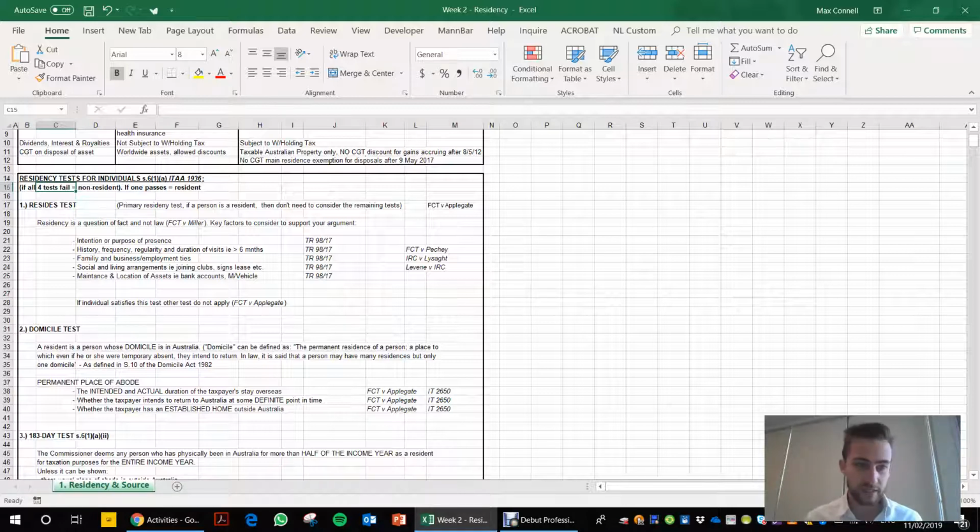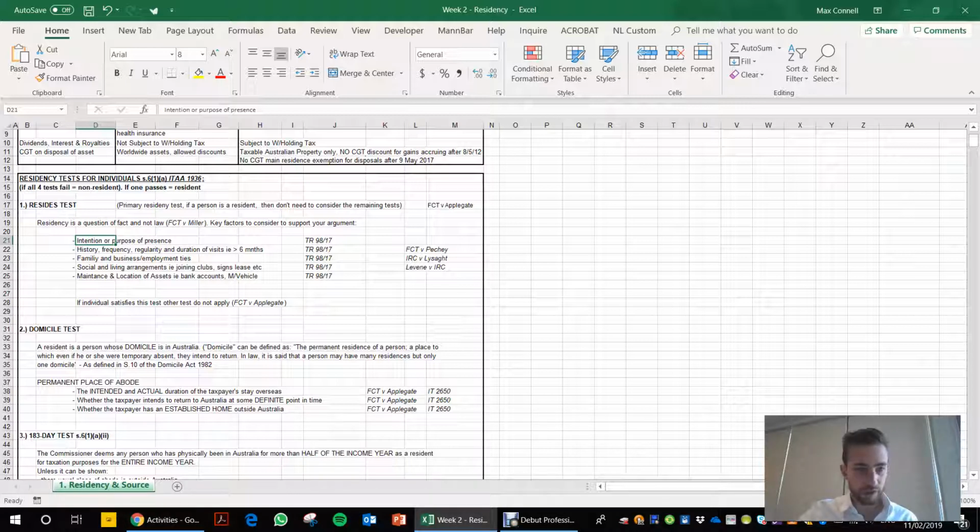So the first test is the resides test. This one's often quite tricky to remember, and people get it confused with the domicile test. 3 and 4 are a bit easier, they're quite specific. Basically, the resides test says if the person is a resident, they are an Australian resident for tax purposes. Now, how do they define residency? It's not actually defined in tax law, which makes it difficult. So it's just based on case law and the general definition of what is a resident, and you can see how that idea was defined in FCT versus Miller. Again, you're going to have to use case law to support your argument as to whether an individual is a resident or not. So probably the first part is the intention or purpose of presence.